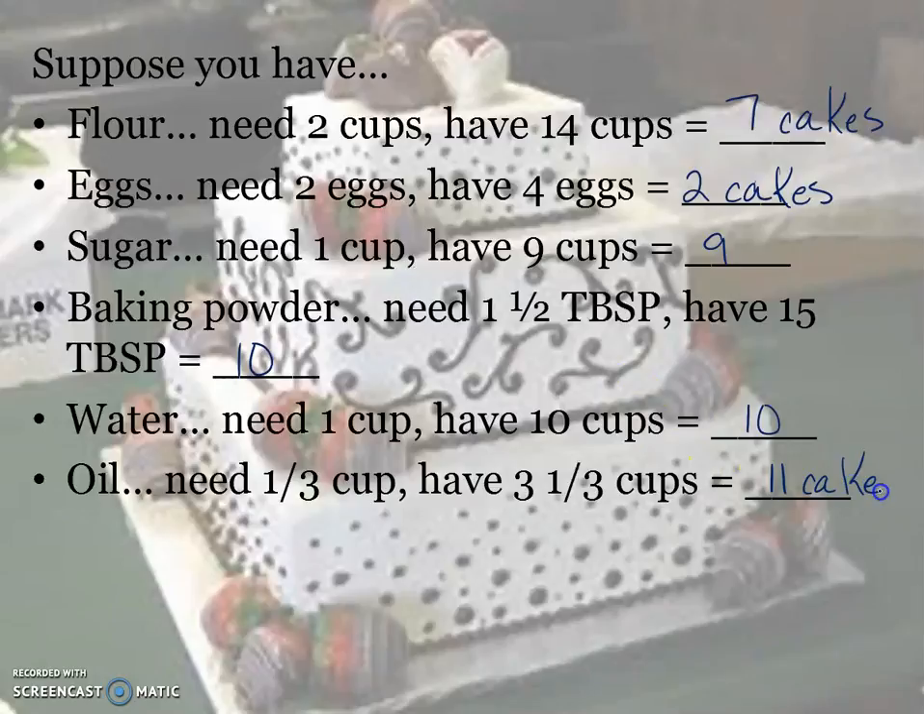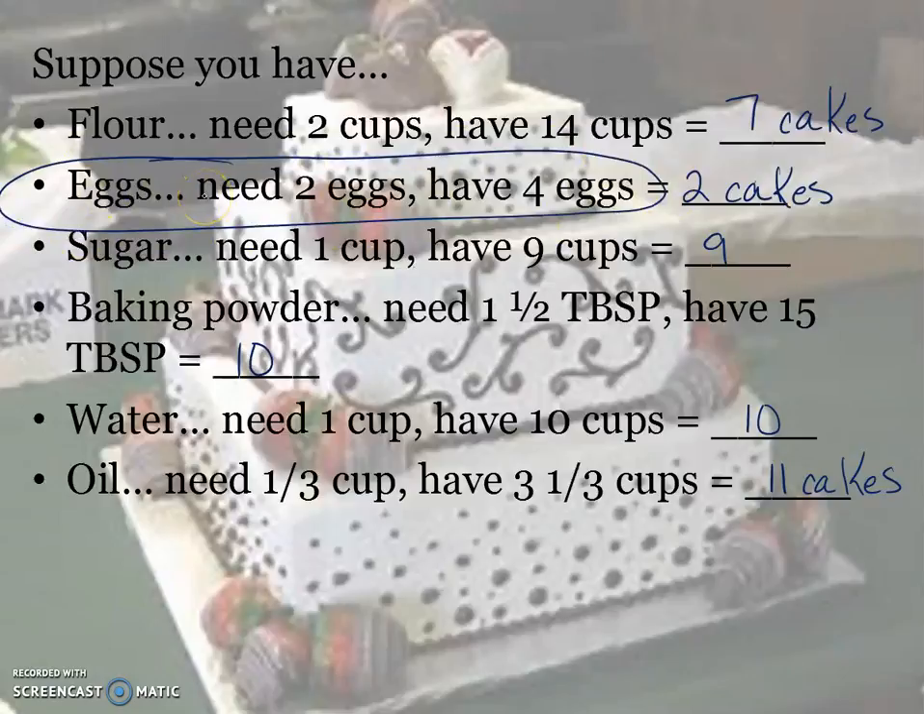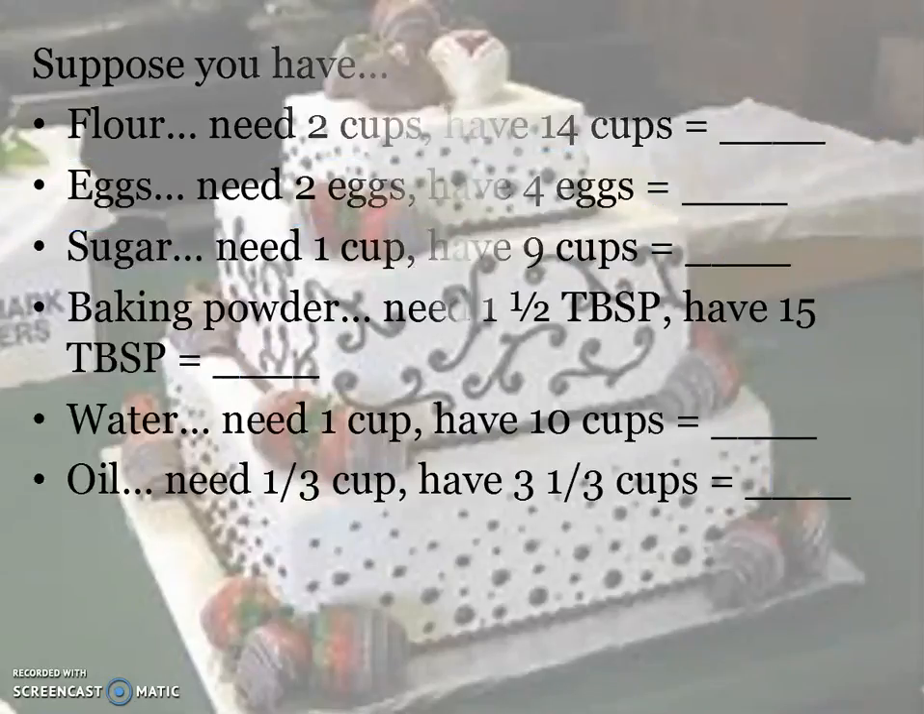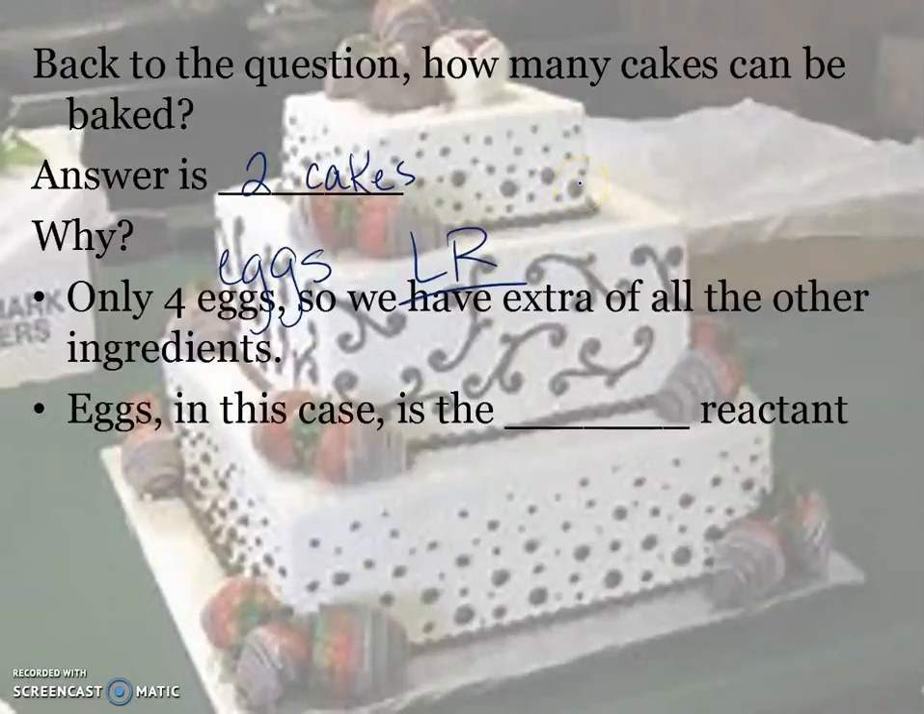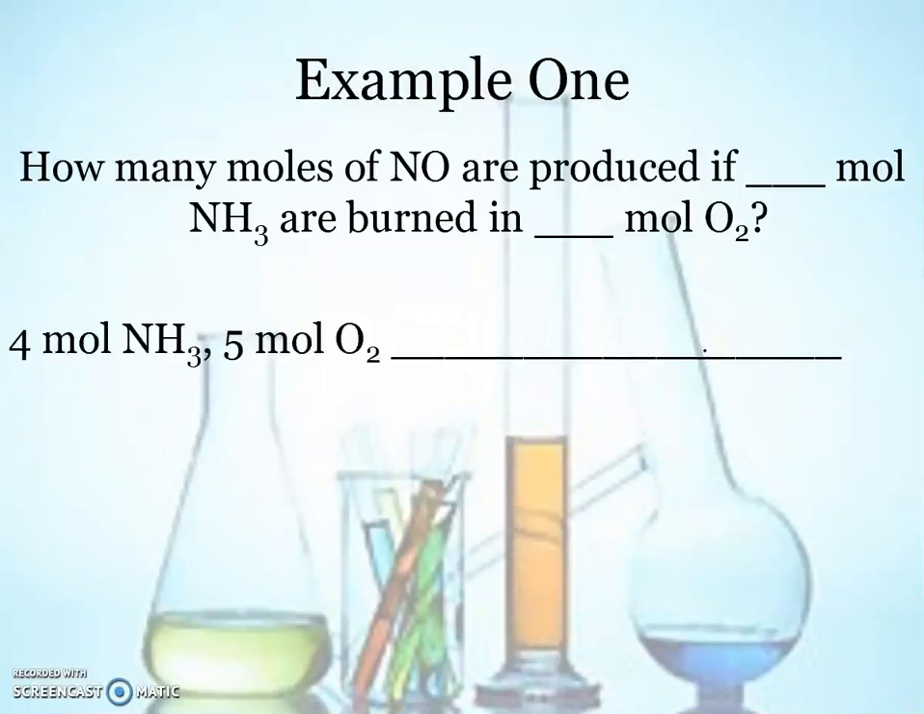So which one's going to run out first? Well, guess what? Our eggs run out first. This is the one that's going to limit us from making more. So it is our limiting reactant. And based on just the number of eggs we have, we can only make 2 cakes. All right, so how many can we make? Answer is 2 cakes. Why? Because the eggs run out first. They are our limiting reactant. Okay, only 4 eggs. Oh, I forgot I had all this extra stuff here. Sorry. Okay, moving on.